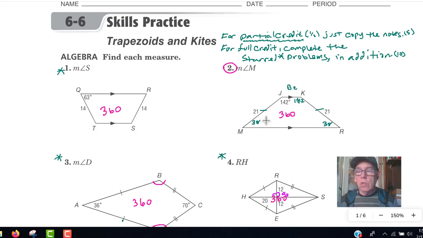In just a regular trapezoid, you would know that they all have to add up to 360 degrees, but you would only know that these same side interior angles would have to be supplementary. Okay, so for number 2, they want the measure of angle M. Angle M is 38 degrees. Over here with number 1, this is also isosceles, which means that these angles are going to be congruent, and the angles going this way are going to add up to 180, and then you can figure out what these two angles are here at the bottom.